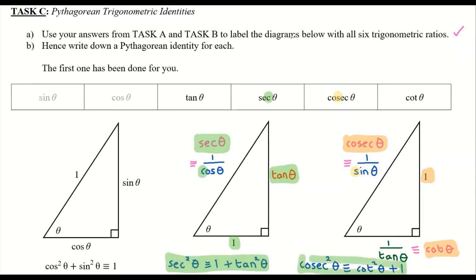So make these look really important, highlight them. Okay, these are going to be coming up quite regularly from now on. Okay, so we've derived those identities simply by moving the 1 from the hypotenuse to the adjacent and to the opposite, okay, for a right angle triangle.